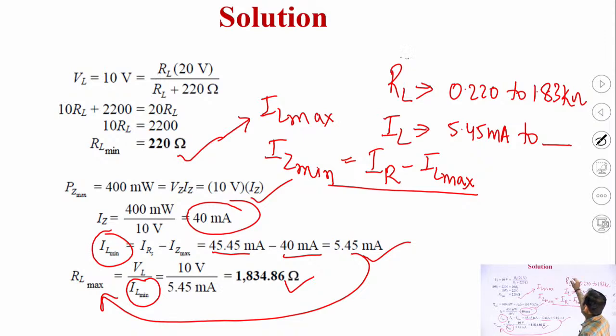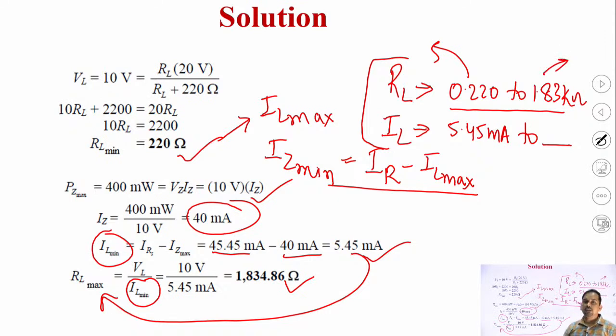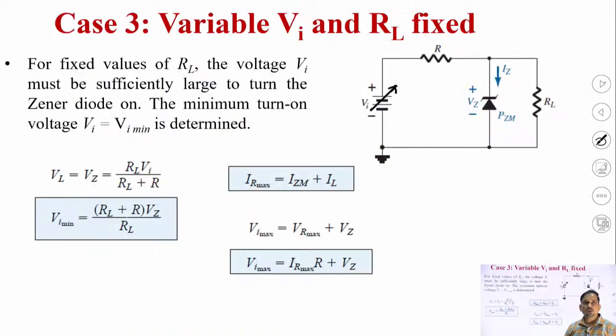So we can say that when the load resistance is between this particular range, 0.22 to 1.83 kilo ohm, the circuit is working as a regulator. But once we have a value which is less than 0.22 or greater than 1.83, the circuit will not work as a regulator. So this is case number 2. Now we have case number 3 here.